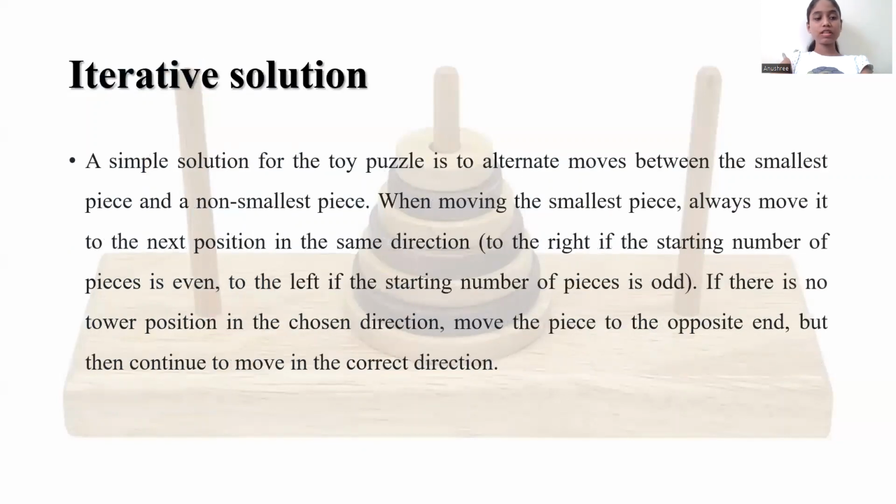Iterative solution. A simple solution for the toy puzzle is to alternate moves between the smallest piece and the non-smallest piece. When moving the smallest piece, always move it to the next position in the same direction, to the right if the starting number of pieces is even, or to the left if the starting number of pieces is odd. If there is no tower position in the chosen direction, move the piece to the opposite end, but then continue to move it in the correct direction.